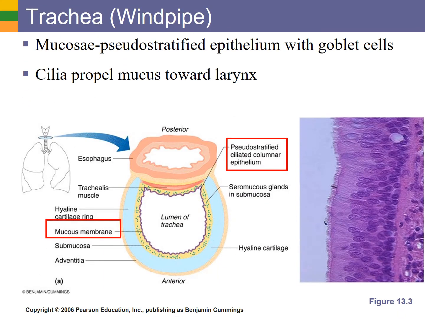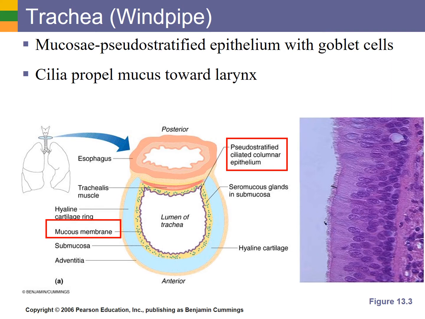The walls of the trachea are composed of various layers of tissue. The inner lining or mucosa is composed of pseudostratified columnar epithelial cells, and they also contain goblet cells. So goblet cells produce the mucus. The mucus captures debris, dust, bacteria, various substances that are in the air that's inhaled.